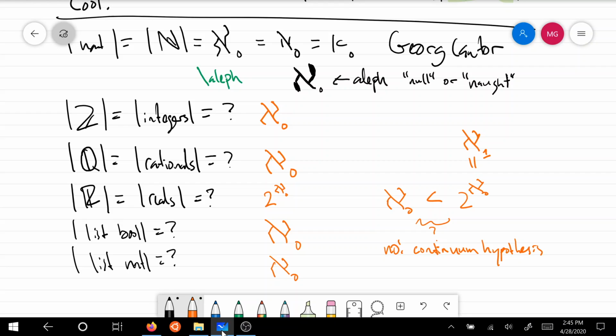Okay, so in the following videos, I'm going to talk about how we can establish relative sizes, right? That is to say, how do we know this bit? That's going to be the next two videos. And then after that, how do we know this bit? That's going to be the video after that.